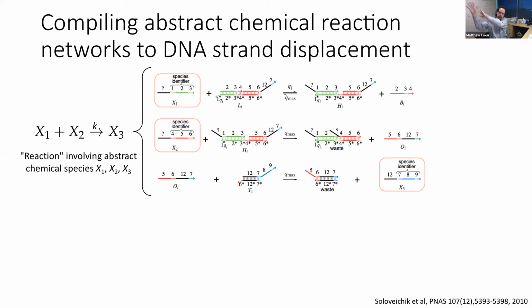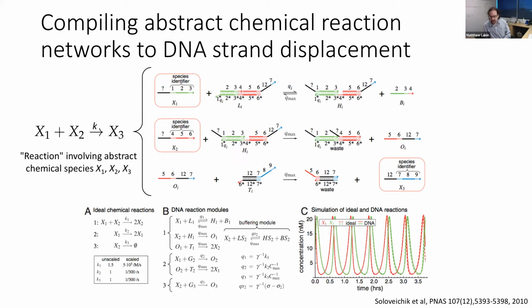And it turns out you can implement any such sequence of reactions in this way. For instance, this is again from the same paper, an example of an oscillator, an oscillating scheme of chemical reactions converted into the corresponding DNA reactions and simulated. And sure enough, the DNA reactions, the solid line, track the ideal reactions, the dotted line. So DNA strand displacement reactions are a fairly generic way to implement arbitrary chemical reaction networks.